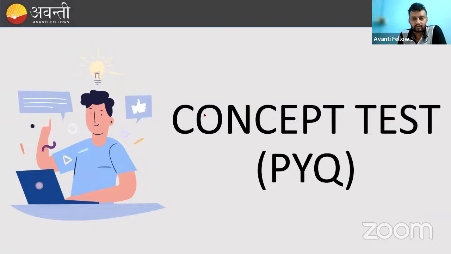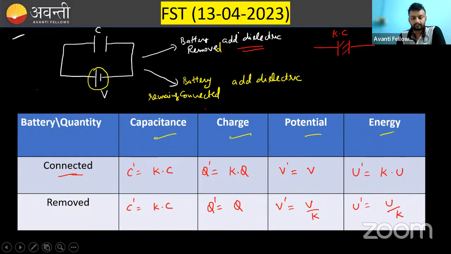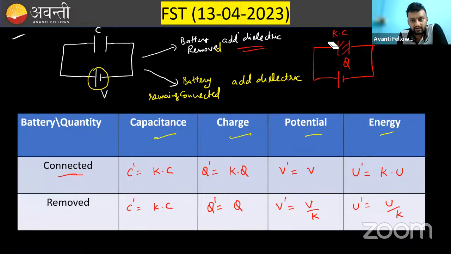Why is charge constant? Okay, listen. Charge is constant. This is the capacitor. It already has some charge Q. Clear? This was the battery that is being connected, and there was no dielectric between them. This is the original situation.